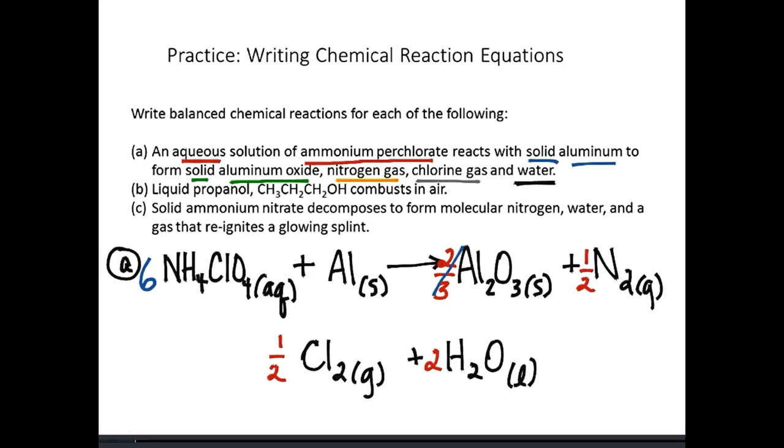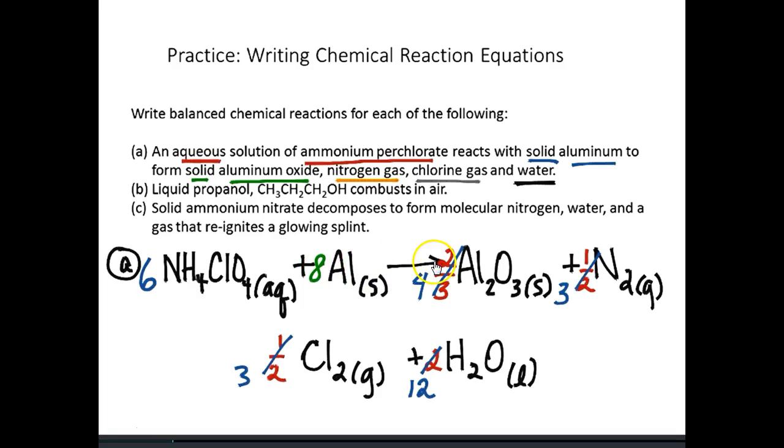But I think what I'm going to start with is just getting rid of all of these fractions. Okay, so if I multiply through and get rid of the fractions, that means I have to multiply everything through by 6, which is going to give me 6 ammonium perchlorates, 4 aluminum oxides, 3 nitrogens, 3 chlorines, and 12 waters. And then I have 8 aluminums at the end, and I'm going to add that in last. And so because this is just an elemental form, I can do this at the very end.